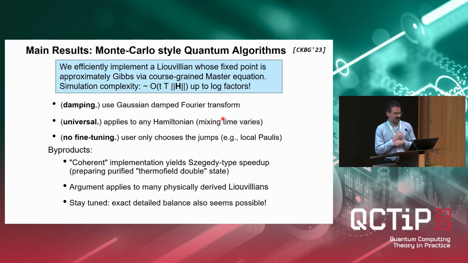And we have some further extensions. It turns out that in this scheme we can also apply quantum walk-like techniques, which yields a Szegedy type quadratic speedup in the preparation, and also enables us to prepare a purification of the Gibbs state, which is known as the thermofield double state in high energy physics. And these arguments apply to many physical Liouvilleans. And one thing which is not in our paper, but we are soon going to update it, we have a different extension of the detailed balance condition, which actually enables us to get exact detailed balance without exact phase estimation in a different way. So stay tuned until we update it. Thank you.